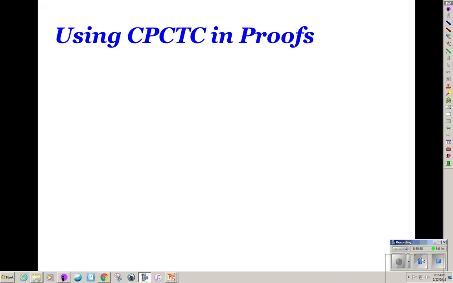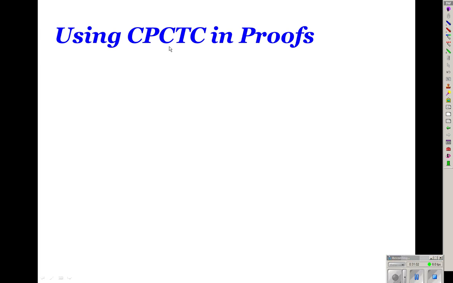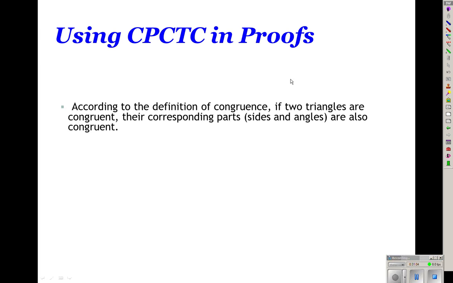Now, so far, we've taken all of our proofs and given all the information and written it down, and then finished by saying that the triangles are congruent. But sometimes they want to go one step further and not just say that the triangles are congruent, but that an additional pair of parts is congruent. And you do that by using CPCTC. That stands for corresponding parts of congruent triangles are congruent. So if two triangles are congruent, then their corresponding parts, the side pairs and the angle pairs, are also congruent.